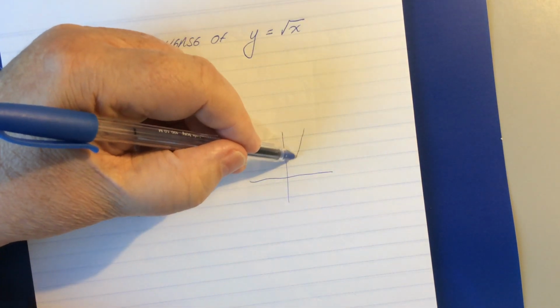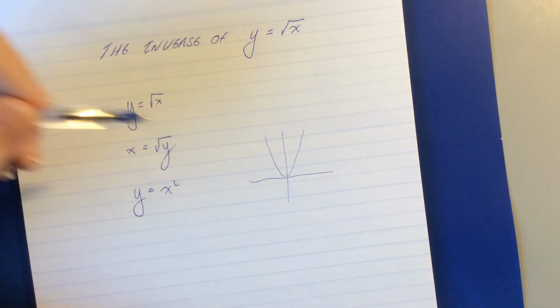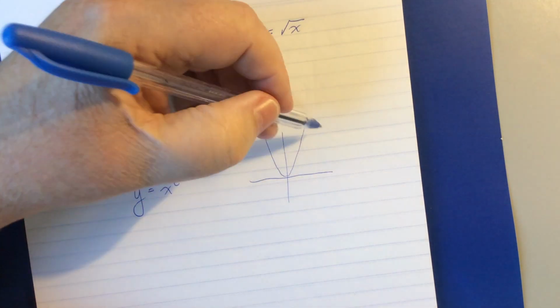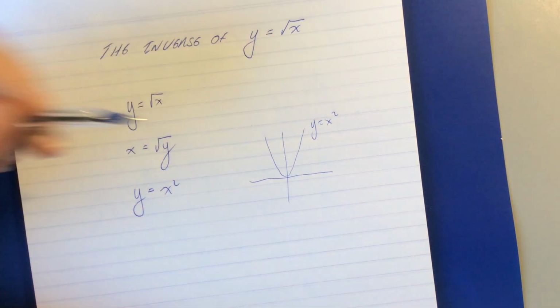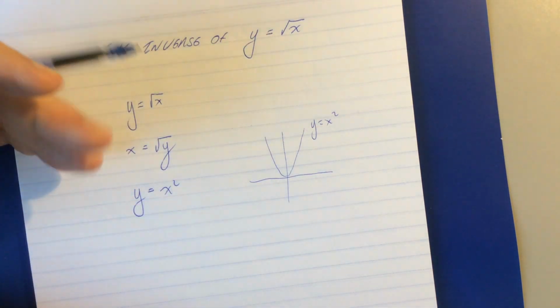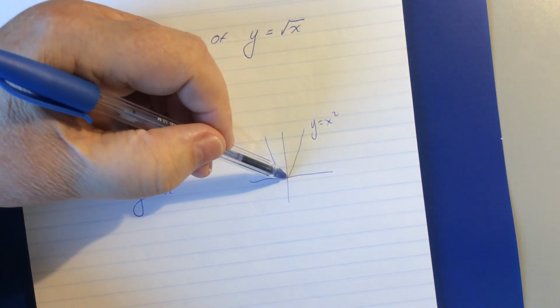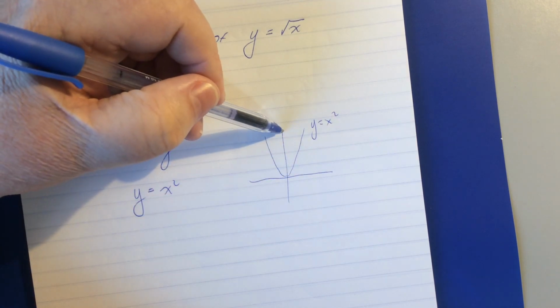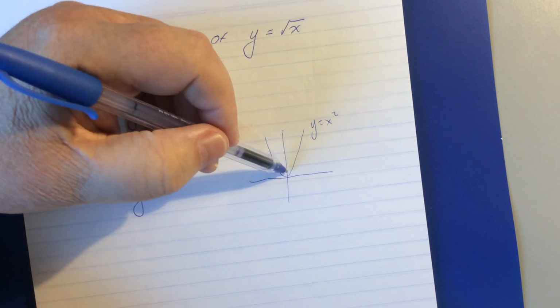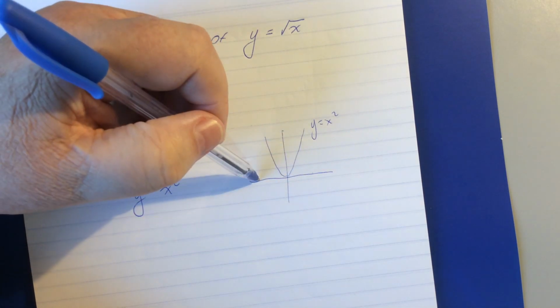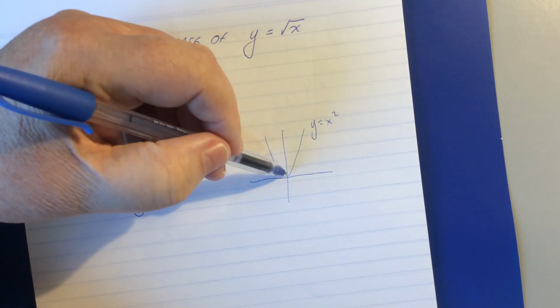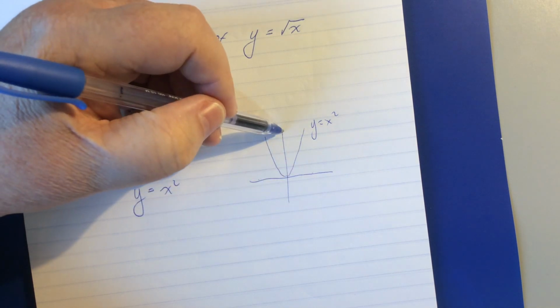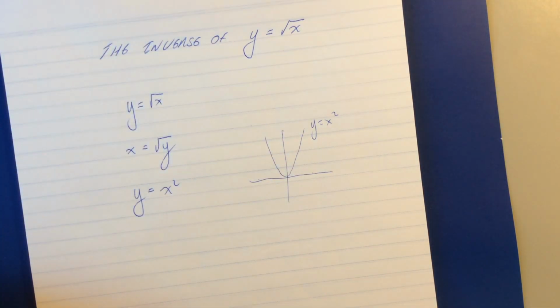So this is what the graph of x squared looks like. Y equals x squared. Its domain is all positive and negative real numbers, and its range is all positive real numbers.